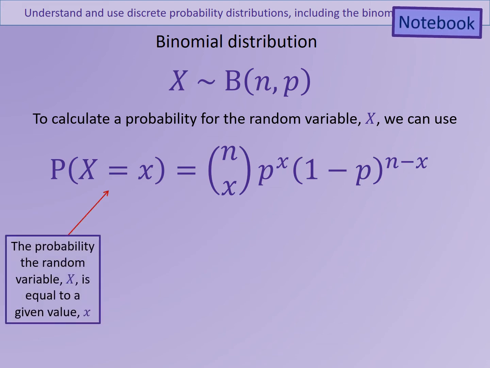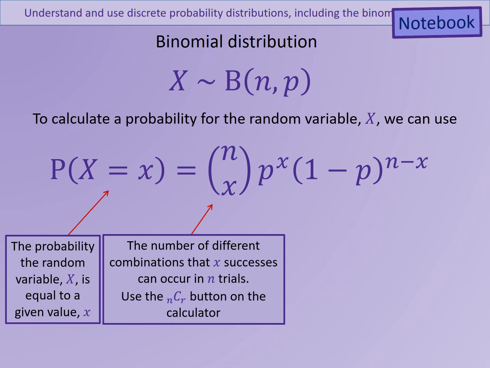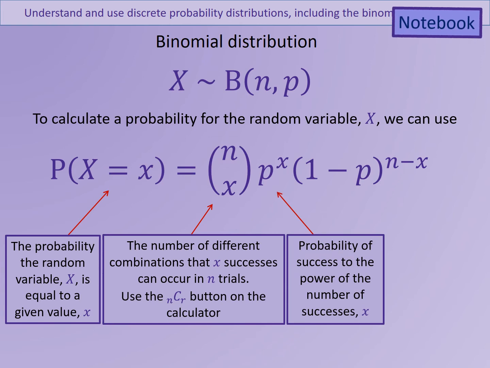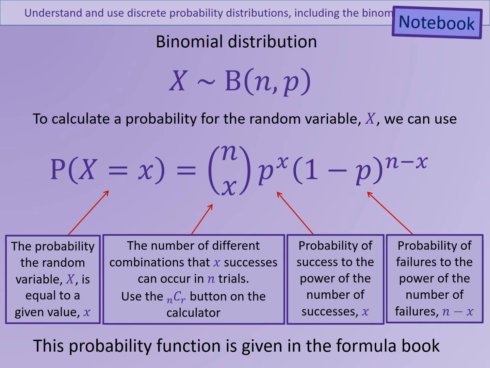The first part is the probability the random variable x is equal to a given value. We then have the number of combinations of x successes out of n trials. We have the probability of a success raised to the power of x, the value given, and then we have 1 minus p, which is the probability of the failure. And this probability function is in the formula book.